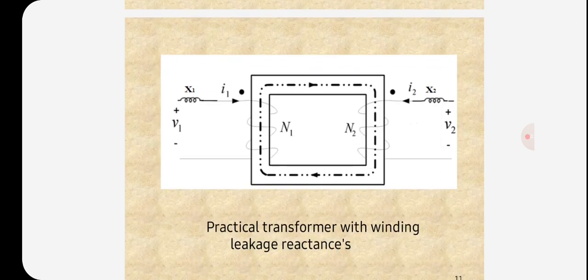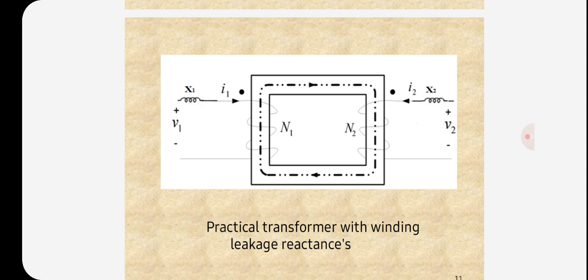So in this diagram, the primary side has X1, V1, I1 and N1. The secondary side has N2, I2 and X2, V2. So these are practical transformers with the winding leakage reactances. The equivalent leakage reactance.